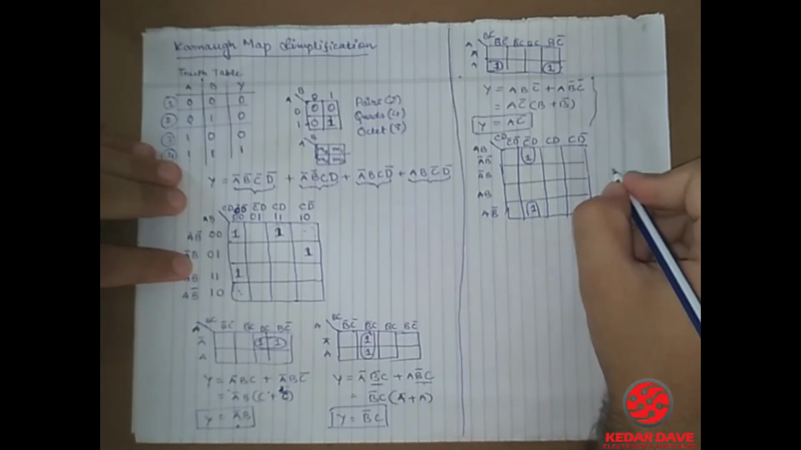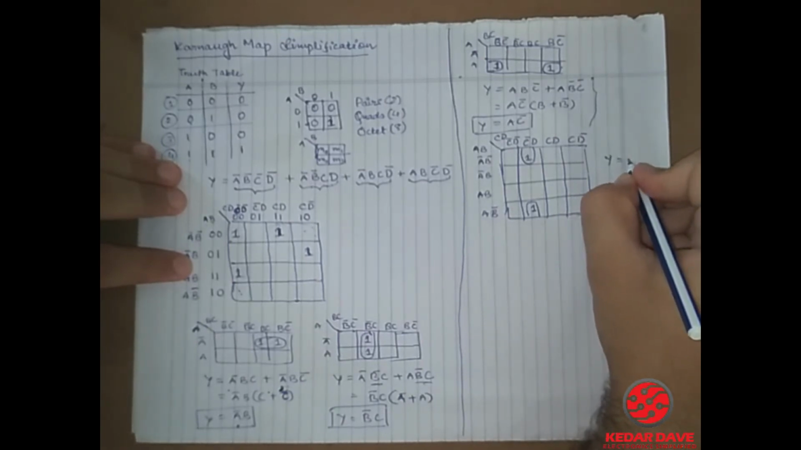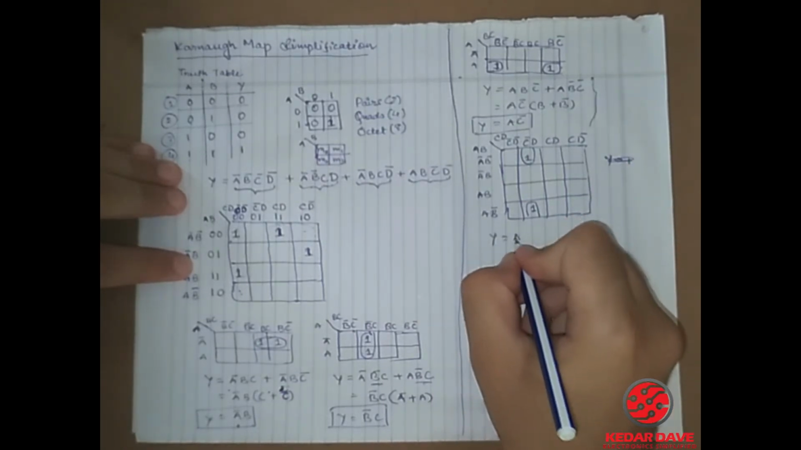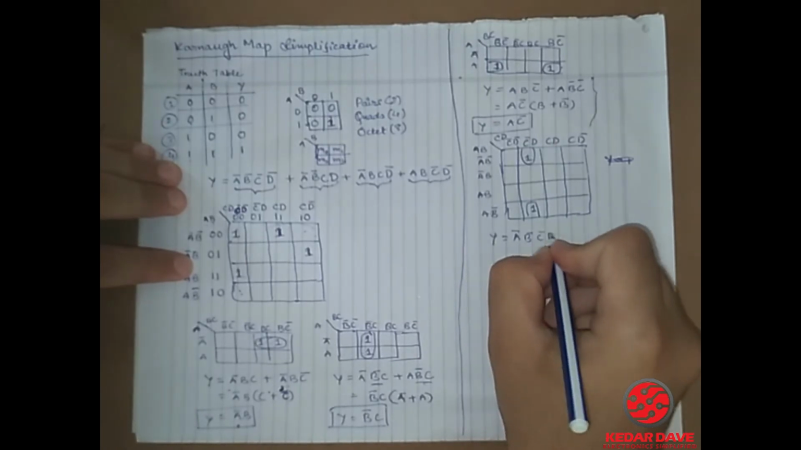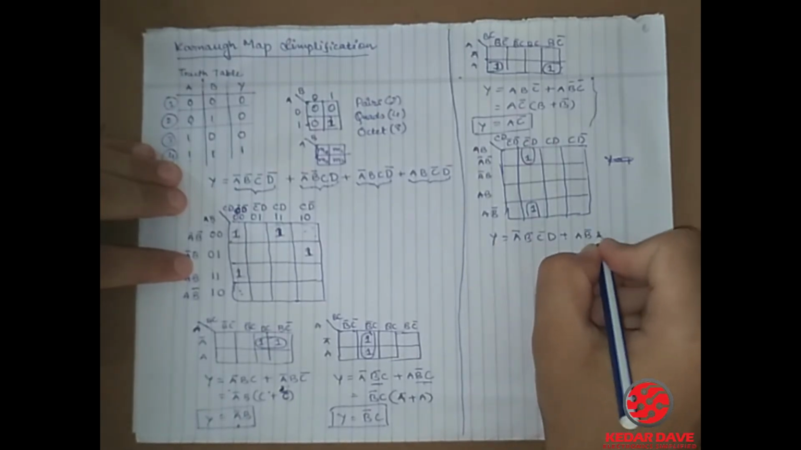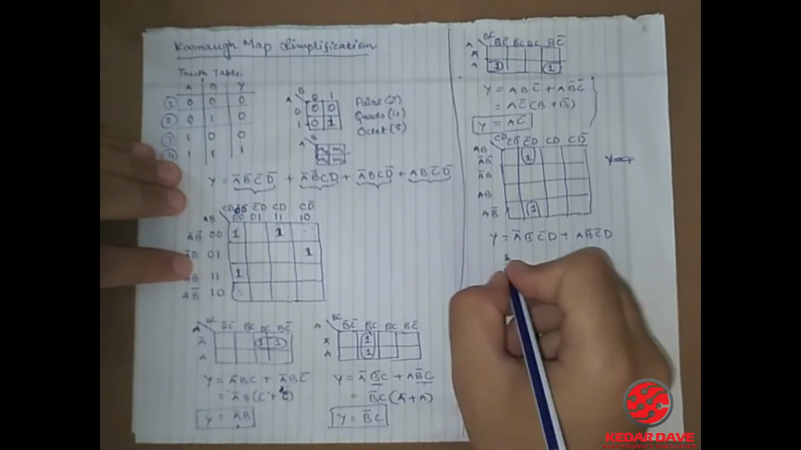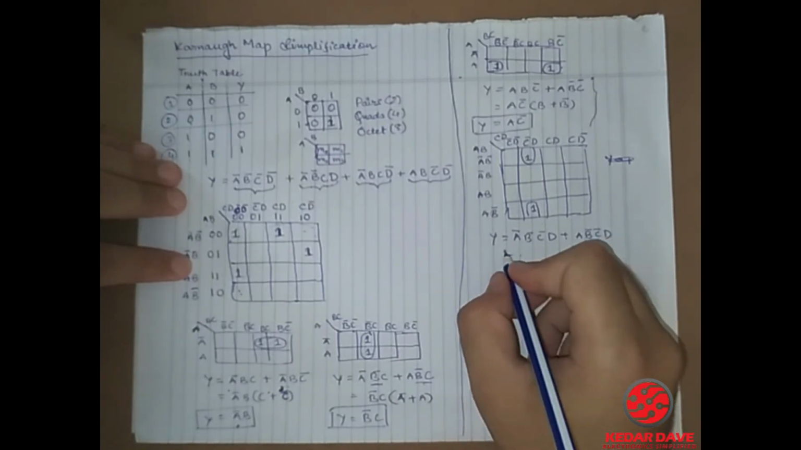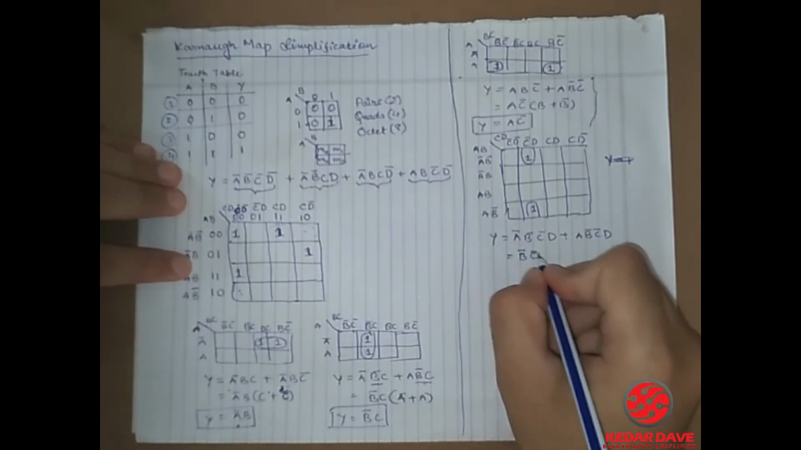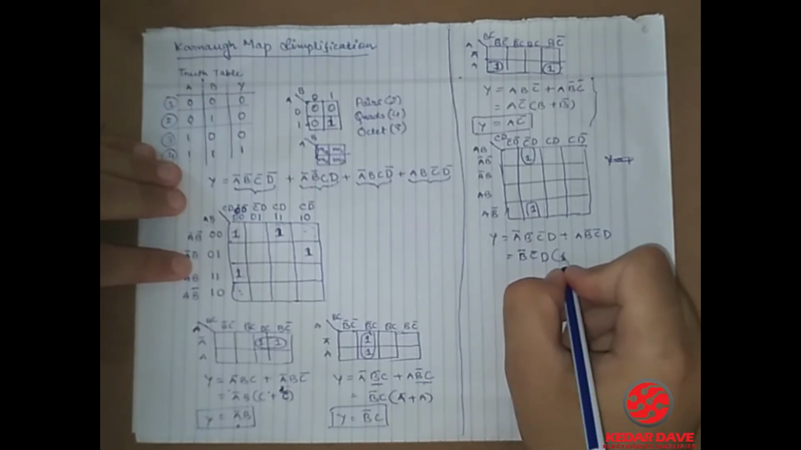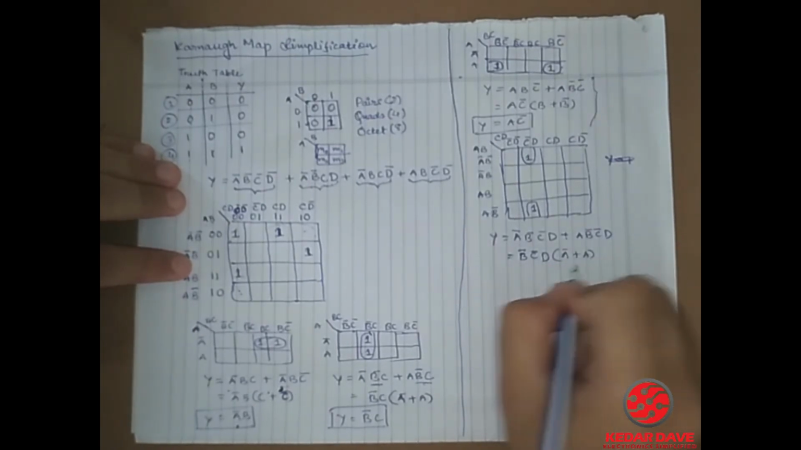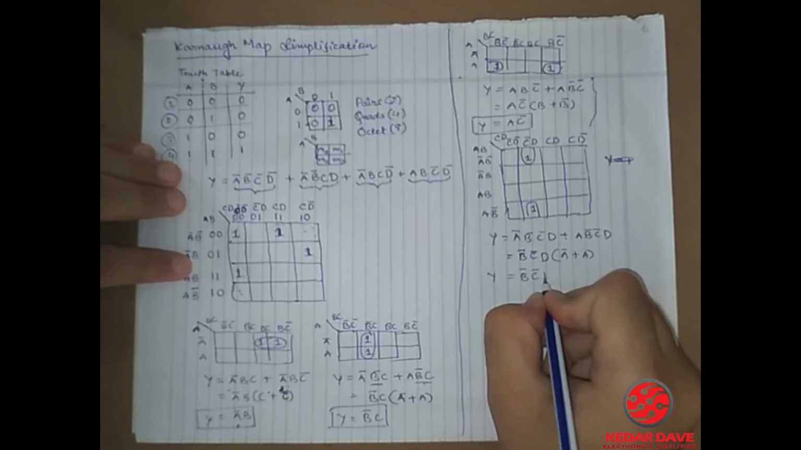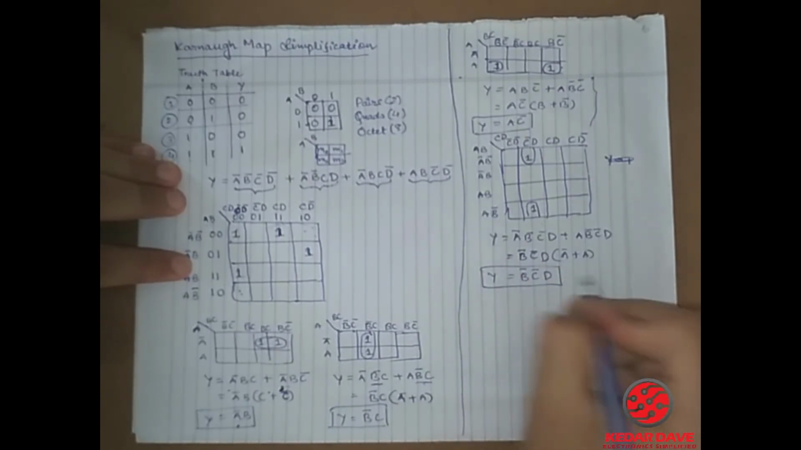So basically the output will be y equals, let's write it, y equals A bar B bar C bar D plus A B bar C bar D, right? So for further simplifying this, we can take B bar C bar D common, B bar C bar D into A bar plus A. So this value will be 1, and the output will be y equals B bar C bar D. So this way it can be represented.